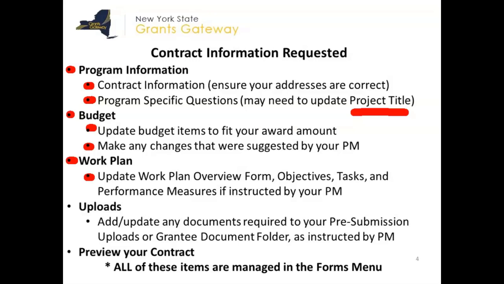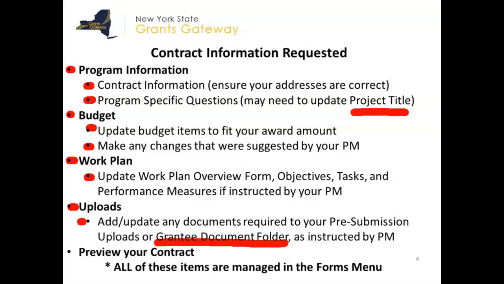And then uploads. There might be some documents that you need to provide, and that's certainly the case here with these contracts. There are documents that you need to provide, such as workers' compensation and disability documents, and you'll have templates for some of them, or you'll have guidance for those from your project manager. So these are things that you would add or update in the pre-submission uploads, but most likely in the grantee contract folder, the grantee document folder. So that's where you're going to be making uploads to these documents that you provided.